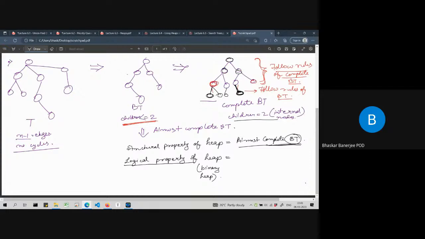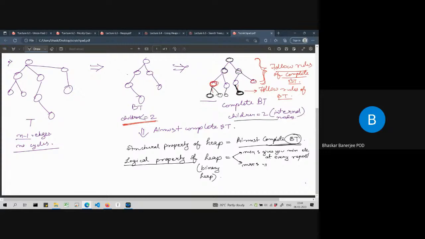So the logical property of heaps is that there can be two kinds of heap. First is min heap and the second is max heap. Now min heap will give you the minimum element at the top, at the root element. I have not yet come to that discussion. Basically it will give you the minimum element at every request. In that instant of time, whatever data is there, within that data, whatever is the minimum element, that would be provided to you by min heap. And max heap would give you the maximum element.